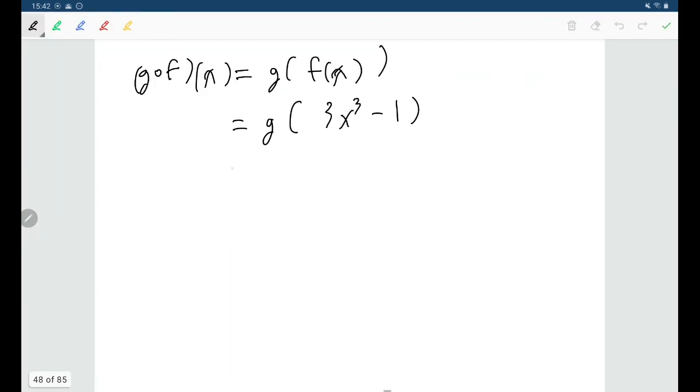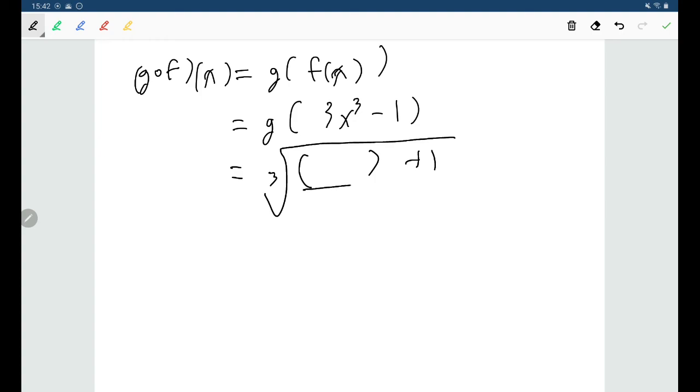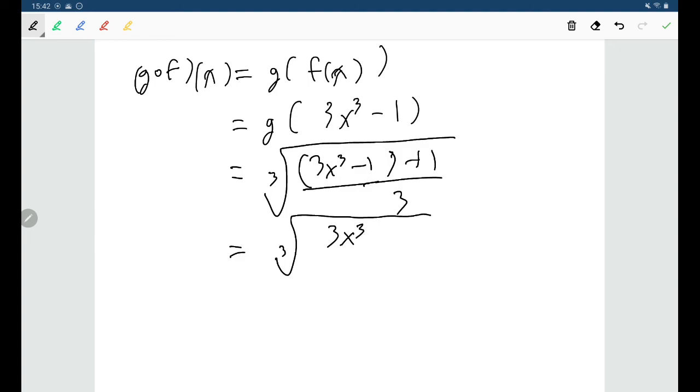So let's do that now. g of x was originally cube root of x plus 1, whole thing over 3. And we want to replace the x with what f of x is, which was the 3x cubed minus 1. And now I just need to simplify that. Inside that root, in the numerator, the plus 1 and the minus 1 will cancel each other out, leaving me just with 3x cubed over 3. And the 3's cancel each other out, leaving me with just cube root of x cubed. And cube root of x cubed, that's just x.